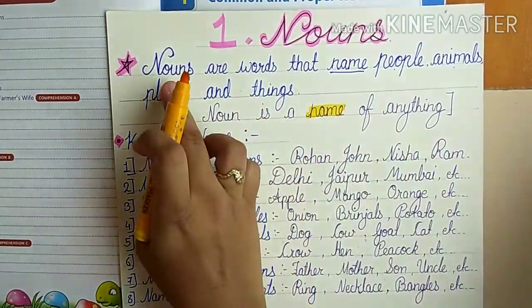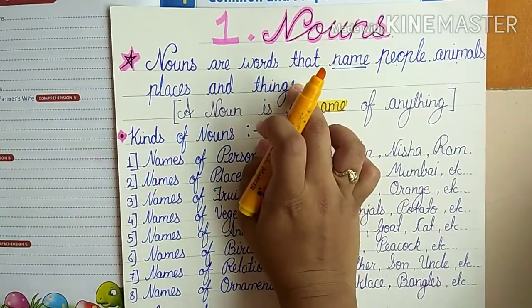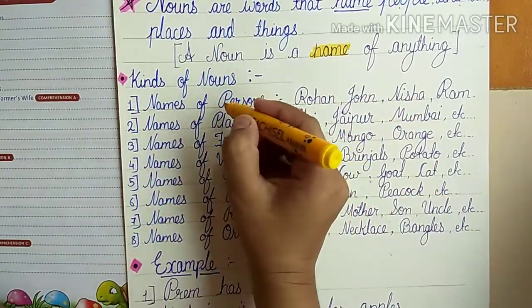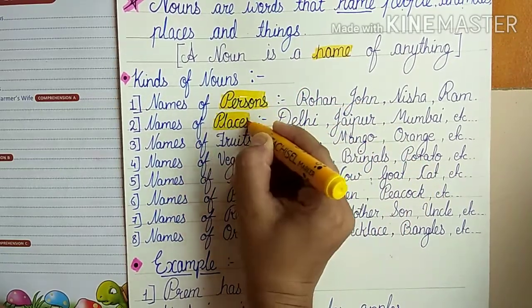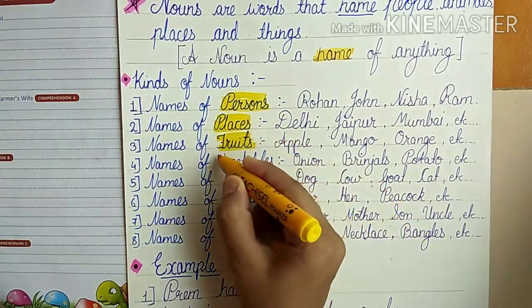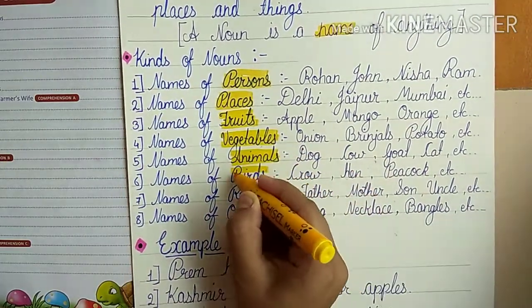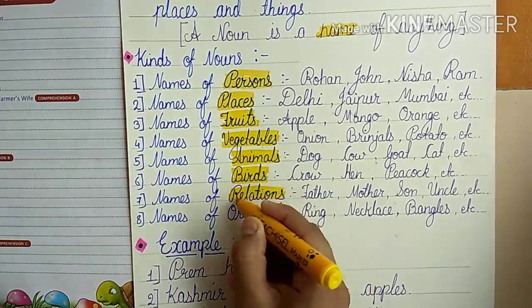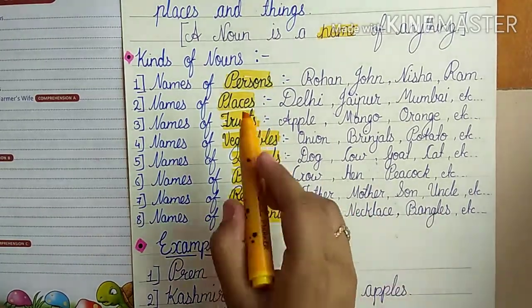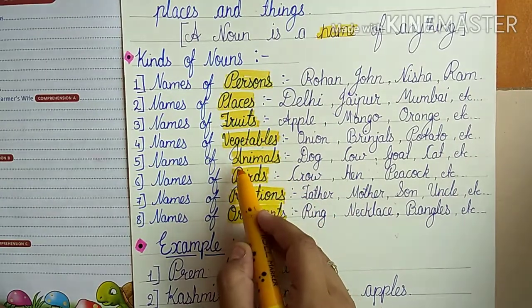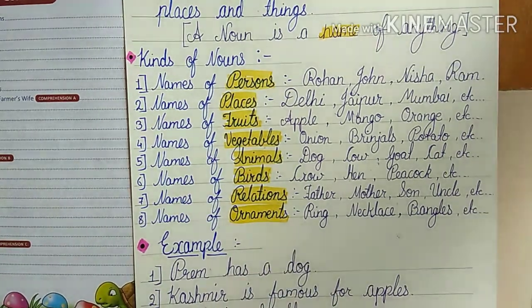Again we'll read the definition. Nouns are words that name people, animal, place and thing. Kinds of noun. Which are the kinds of noun? Name of person, name of places, name of fruits, name of vegetables, name of animals, name of birds, name of relationships and name of ornaments. So these are what? Nouns. Person, place, fruit, vegetable, animal, birds, relationship, ornaments. So this was noun. Now let us see it in an example.